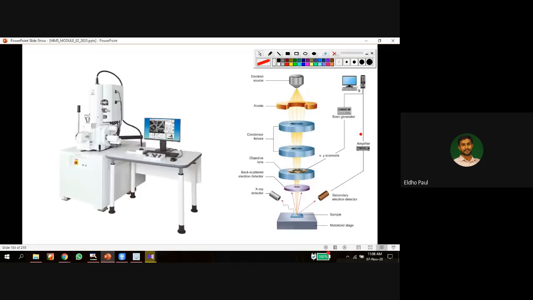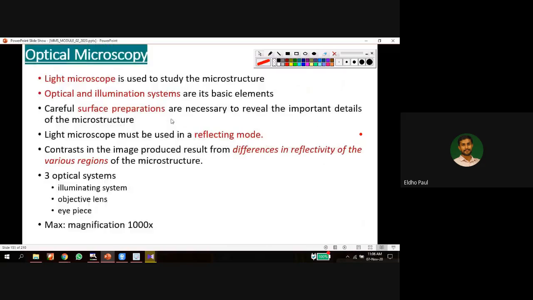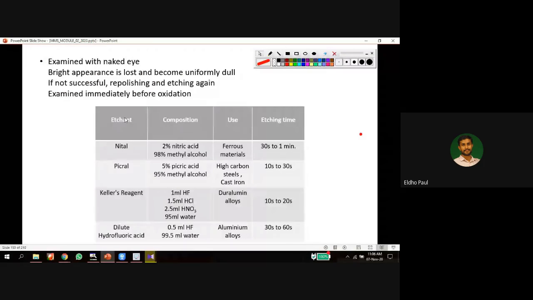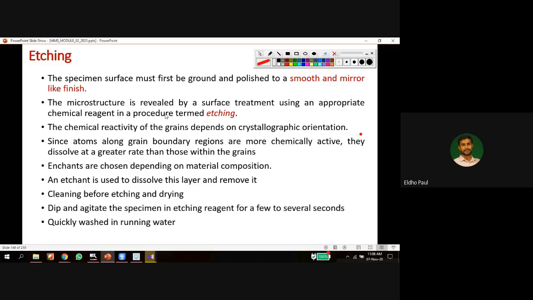So this is your assignment: the different types of microscopes used for determination of microstructure. You have to study these different types of microscopes and prepare an assignment based on that. I will give the assignment topic in the classroom. I'm not going to explain these microscopes. Any doubt about surface preparation?